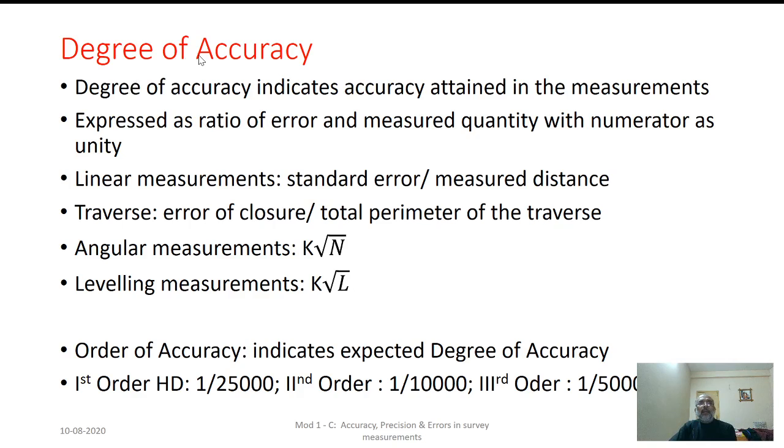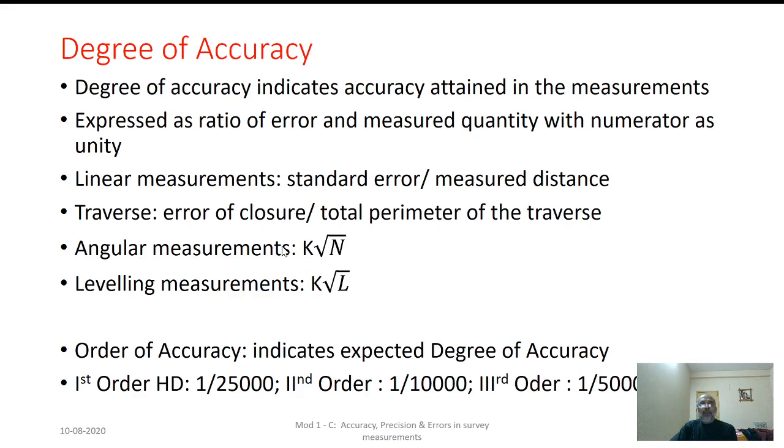Degree of accuracy is the specific term which indicates the actual accuracy that is attained in the measurement. So here it is expressed as the ratio of the error and the measured quantity with the numerator as unit. Say, for example, if we consider linear measurements, it is the ratio of standard error to this particular measured distance. If we are working on a traverse, it will be the ratio of error of closure to the total perimeter of the traverse.